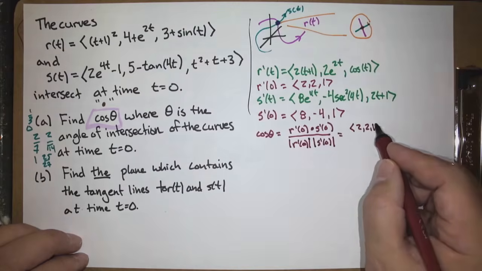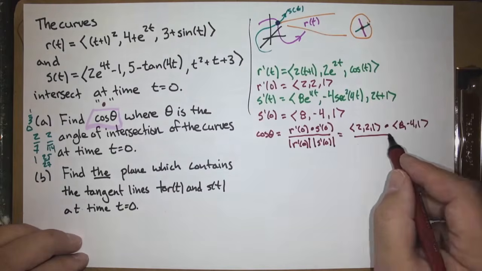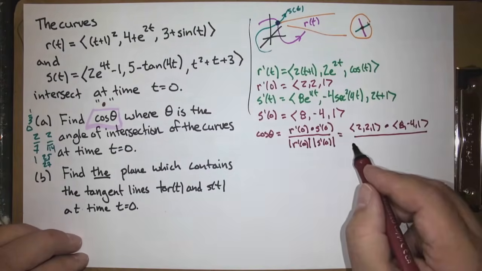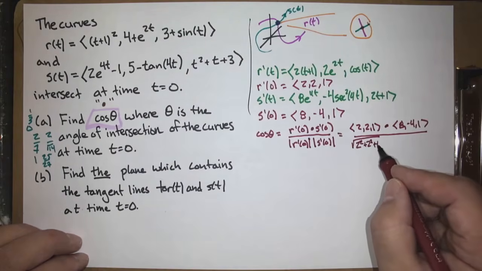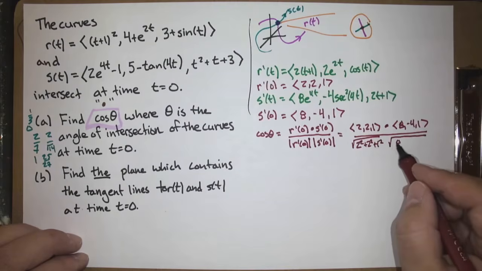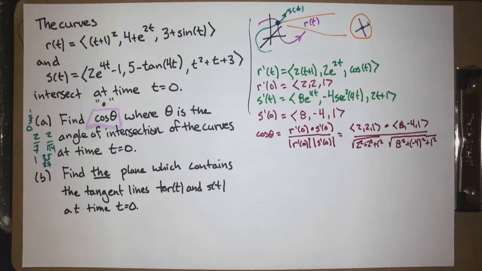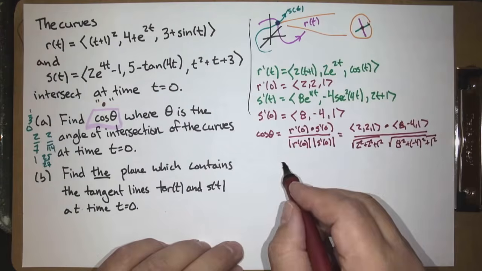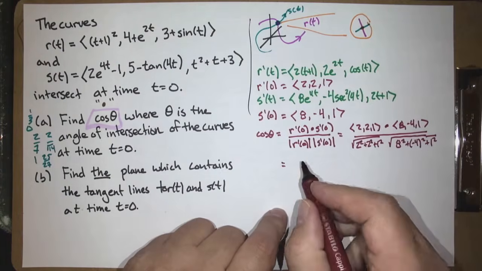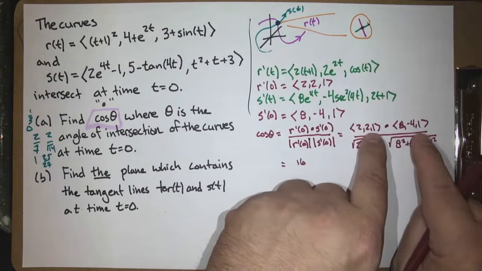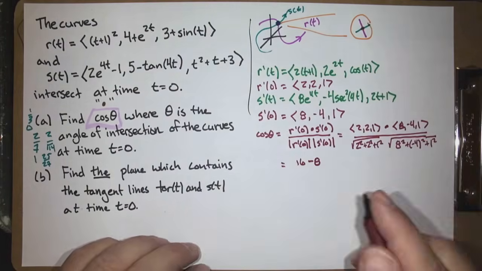So it's (2, 2, 1) dot (8, negative 4, 1) over, and then the square root, because magnitude involves a square root, and you square the entries. 2 squared plus 2 squared plus 1 squared, and the square root of 8 squared, negative 4 squared, 1 squared. All right. Upstairs, when we take dot products, we multiply entries and then add them together. 2 times 8 is 16. 2 times negative 4 is negative 8. 1 times 1 is 1.